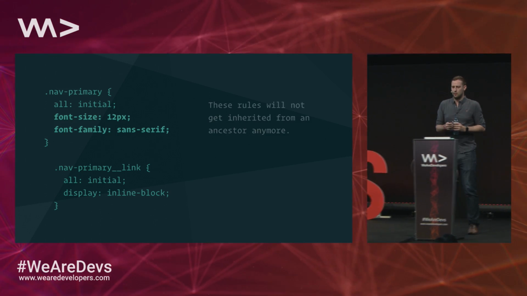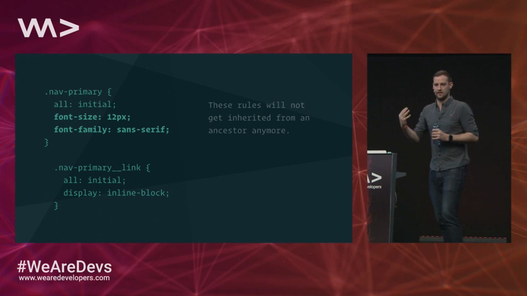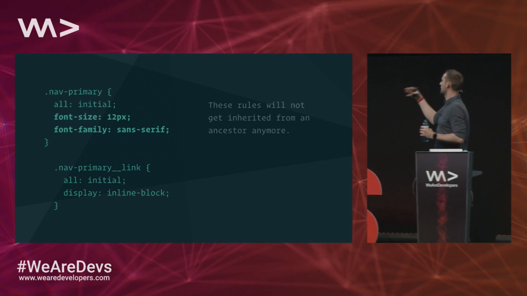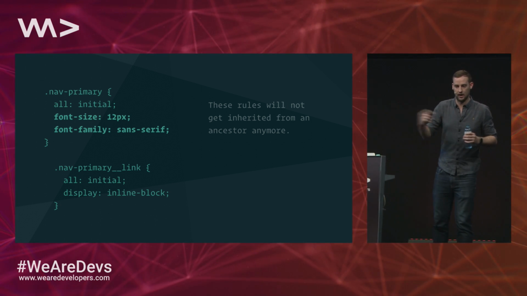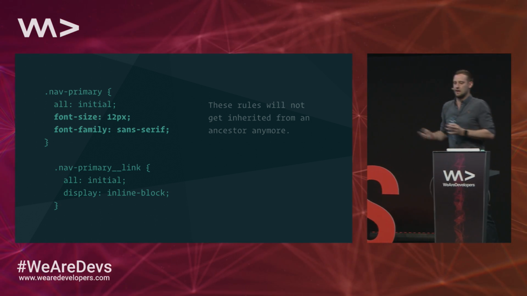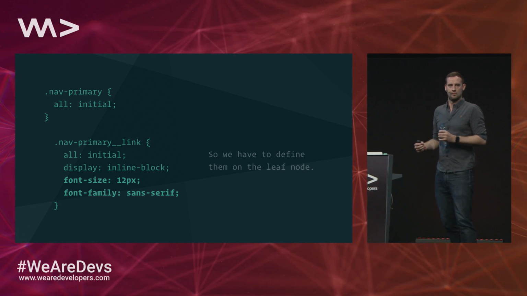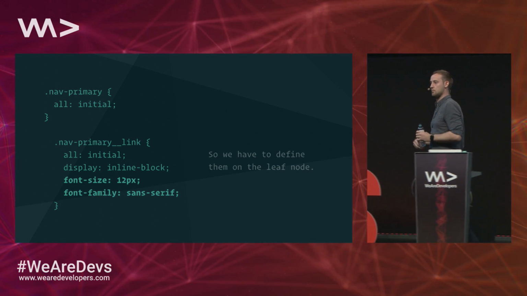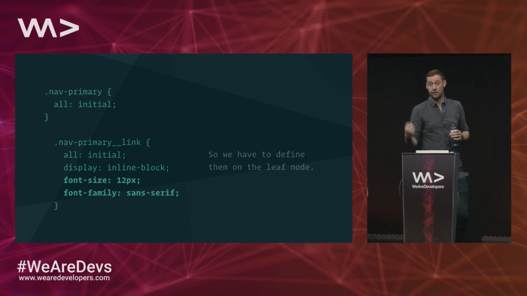There are some oddities with how it works. Inherited things obviously will no longer get inherited. So if we were to refactor our nav, the font size and font family will no longer be inherited by the nav link because we've put all initial in the second rule set. So the way we just rewrite our CSS very subtly differently is just to move inherited properties onto the leaf node. Now this isn't perfect, this isn't a long-term solution, but if you're in a bind, if you're in a situation where you're maintaining legacy, all initial can be really, really useful.